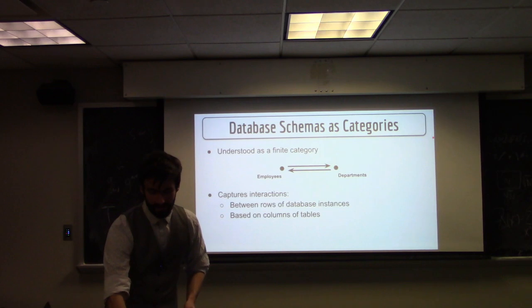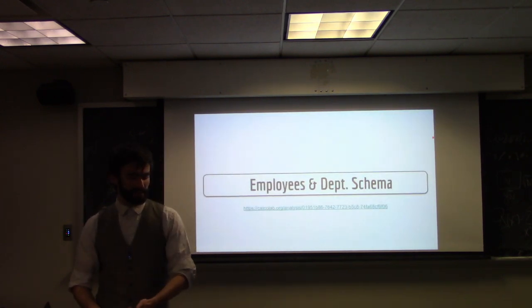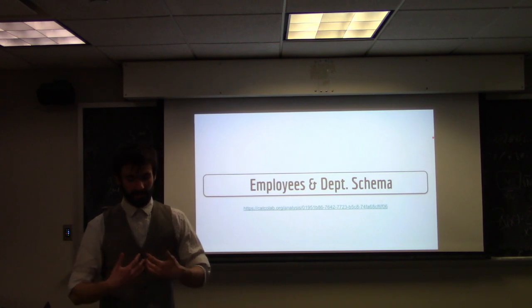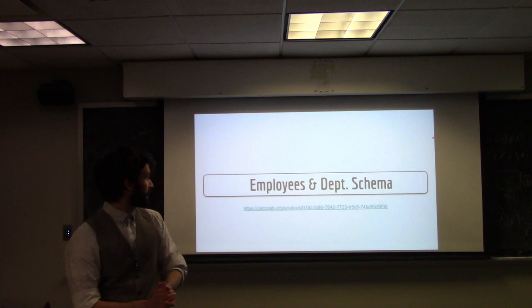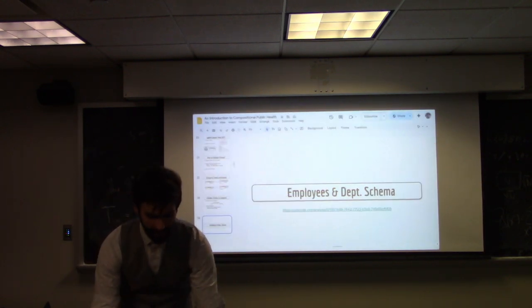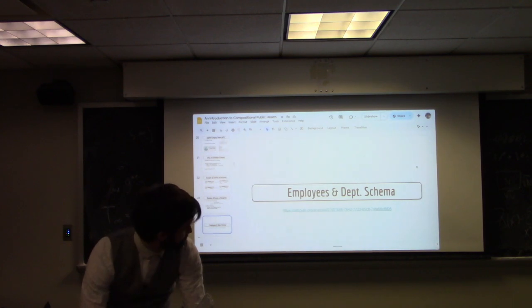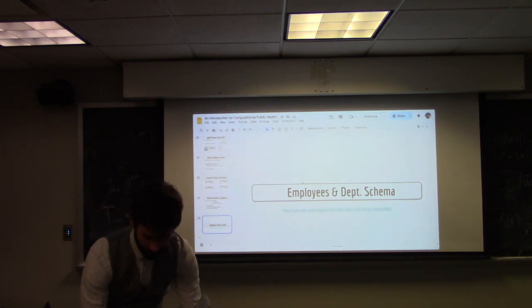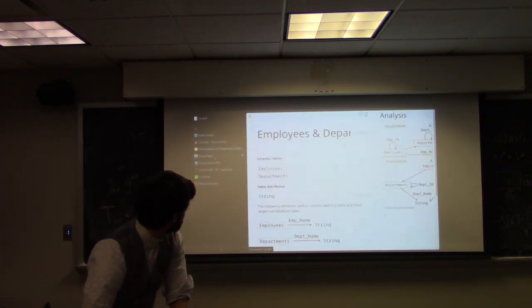So moving on from here, as I mentioned, we can understand these database schemas as finite categories. Let me pull up an example from Cat Collab to show what that can look like. Give me just a moment. Okay, great.